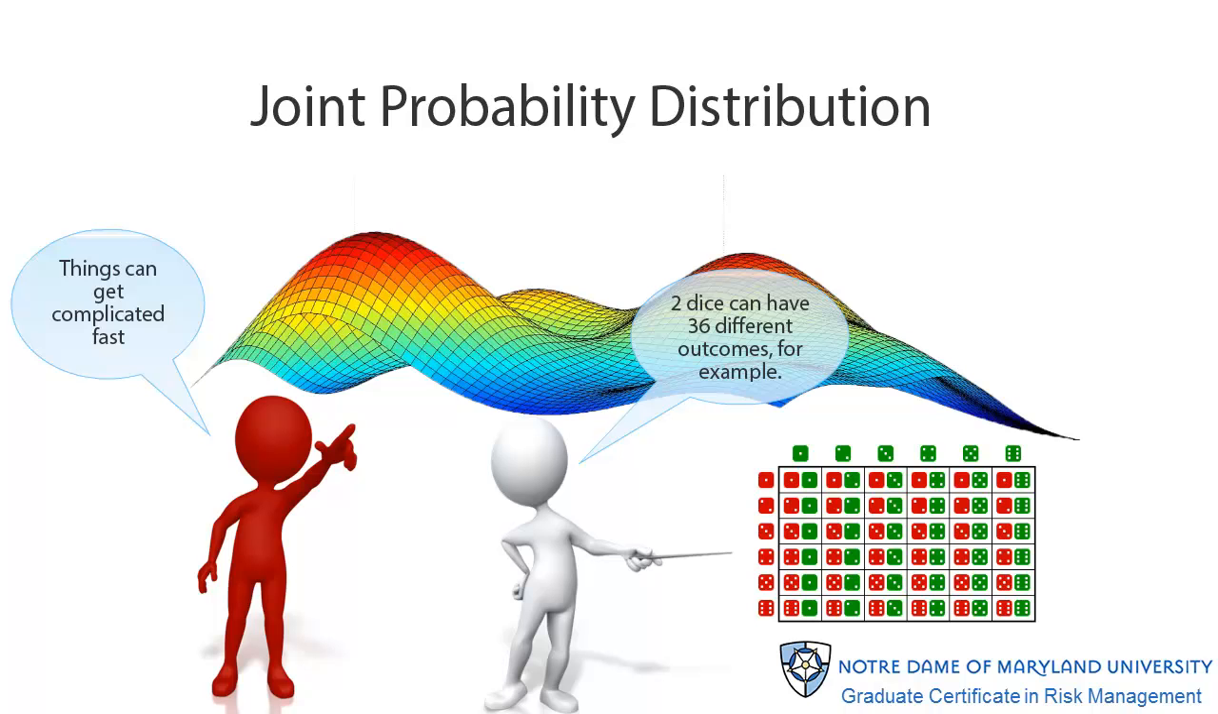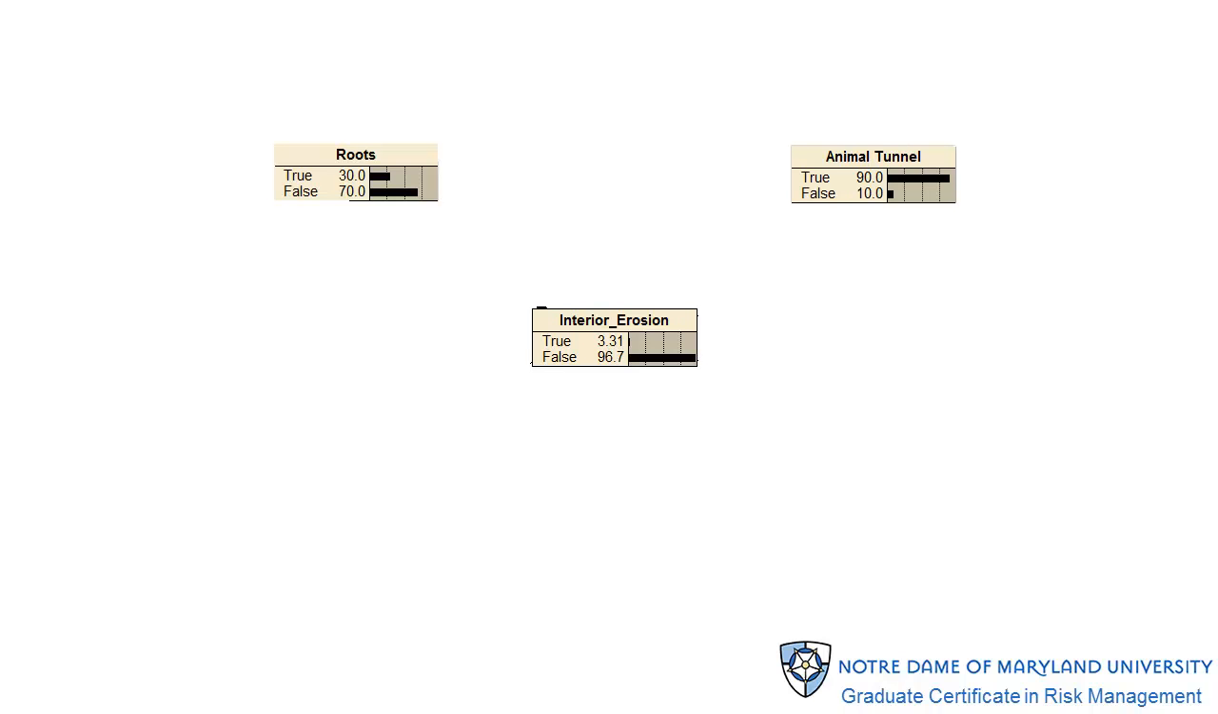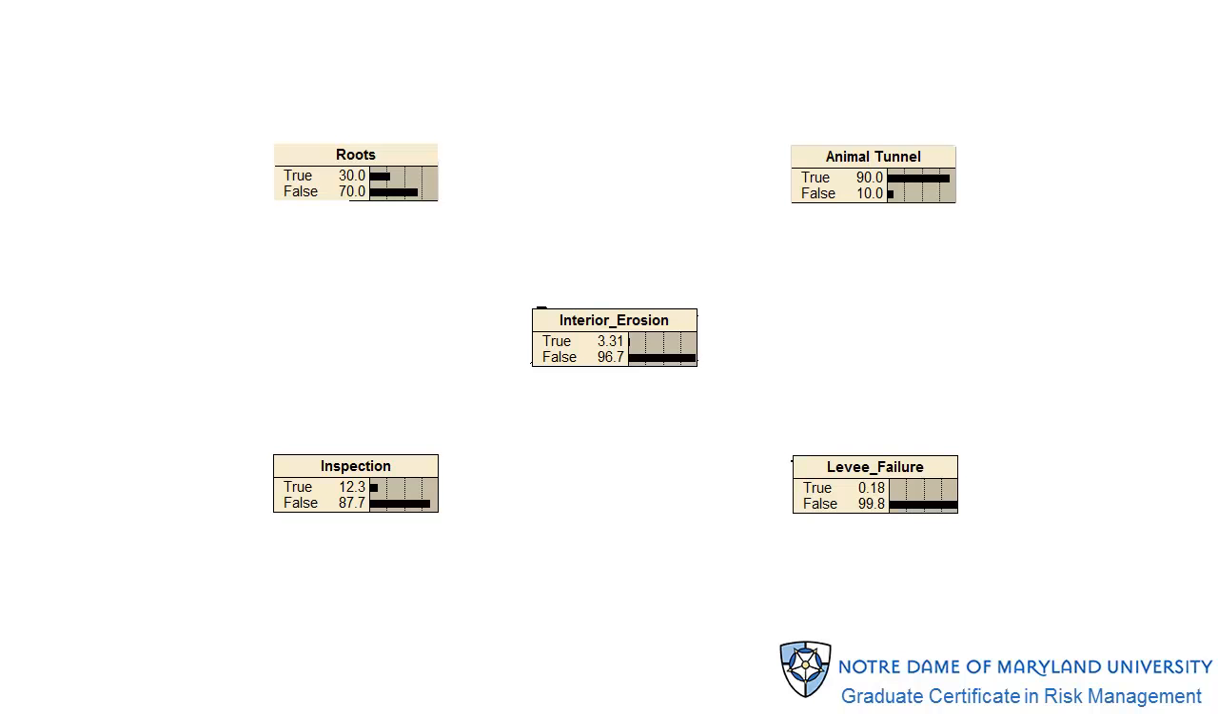A Bayesian belief network helps us generate conditional probability distributions in a simple and straightforward way. Let's build a simple model of levee failure. We begin with roots in the levee, and then we'll add animal tunnels which can contribute to interior erosion of the levee. In this example we're building, the outputs of interest include whether the inspection picked up the presence of interior erosion or not, and did the levee ultimately fail. We use arrows or arcs to show how the variables are related in our model. We'll be using this model now for the remainder of the video.